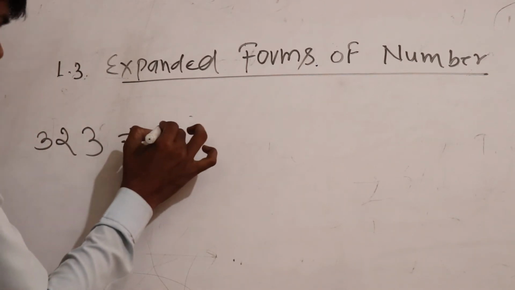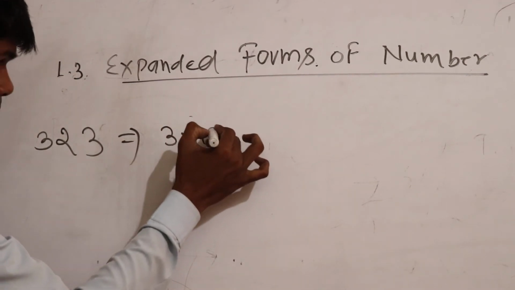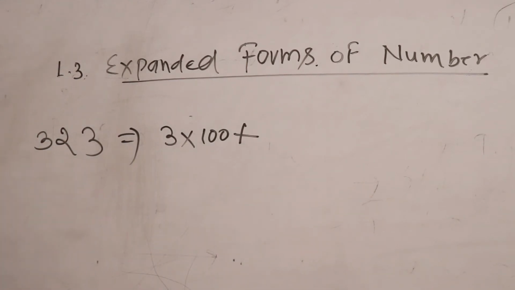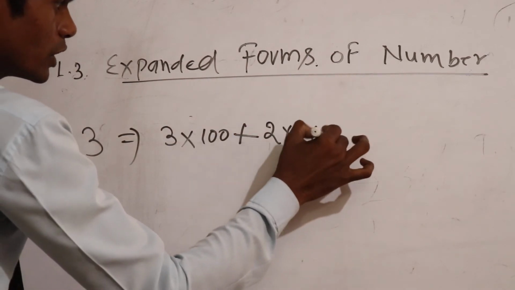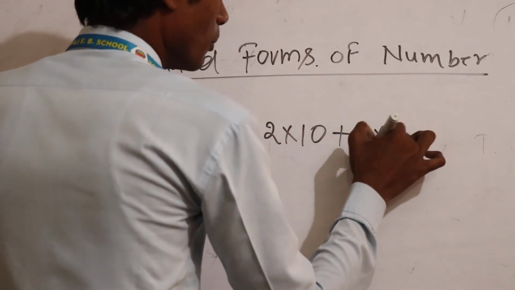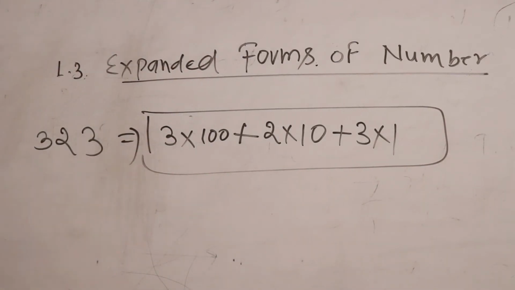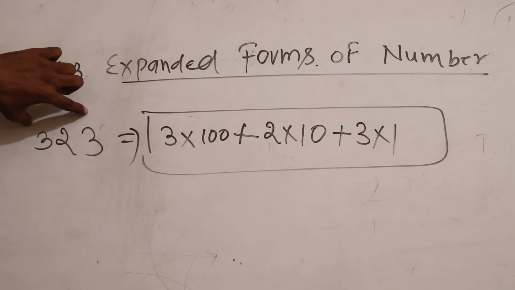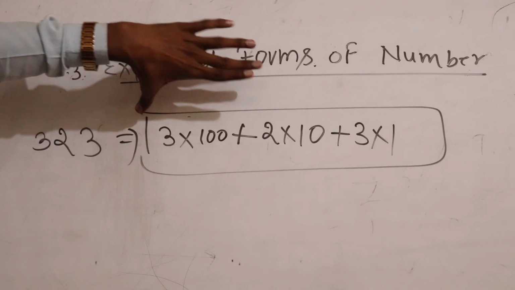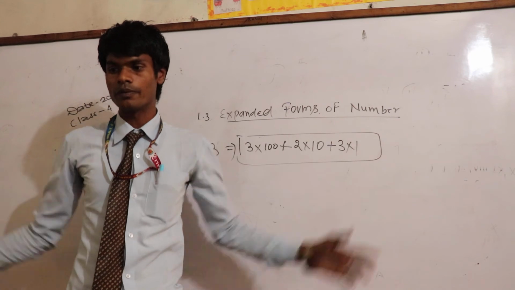It means 3 multiplied by 100, and we add. And 2 has place value 10, so 2 into 10, and 3 has place value 1, so 3 multiplied by 1. And this is called the expanded form. Understand?